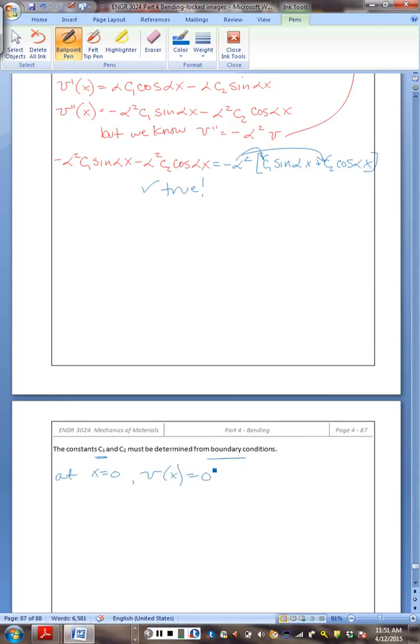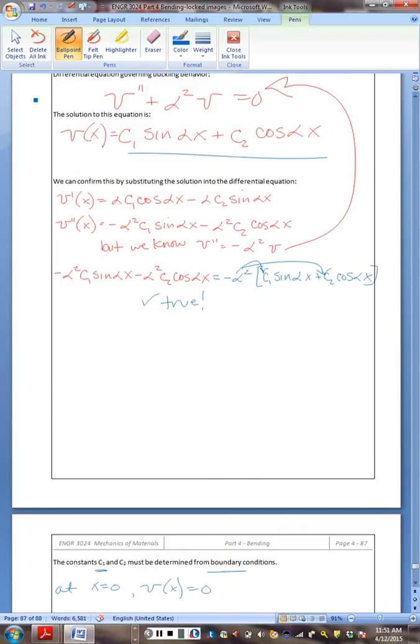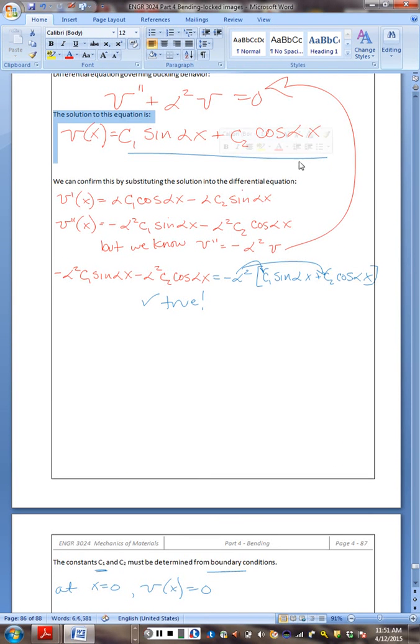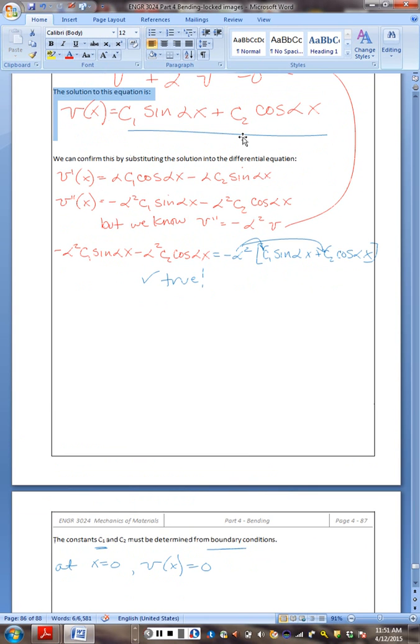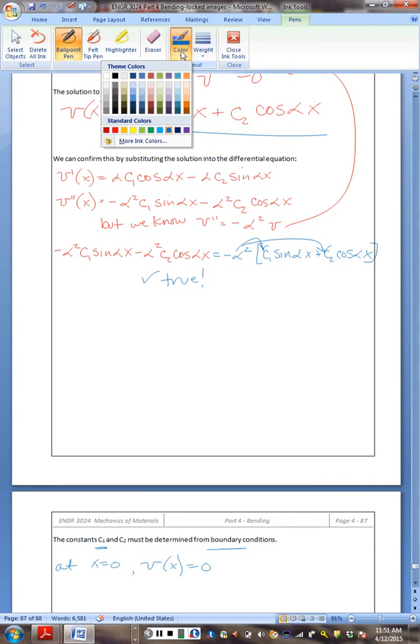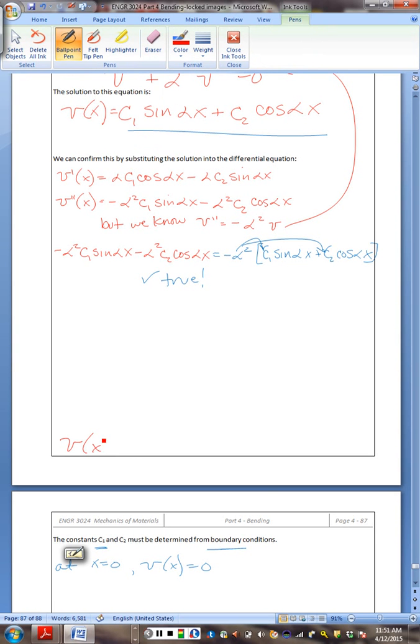So if we substitute that in for our original equation, if we copy our equation again, just to have it handy and visible, C1 sine alpha x plus C2 cosine alpha x.